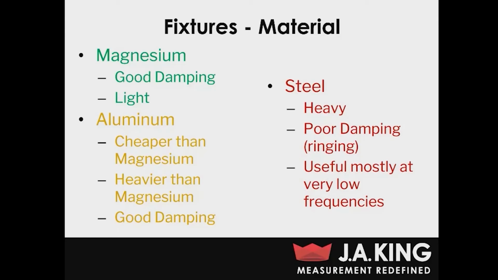Magnesium is probably the best option. It's got great damping characteristics. It's very light. The only problem with magnesium is it can be pretty expensive. So a good middle of the road is aluminum. Aluminum is what we use in our lab a lot of times. It's a good deal cheaper than magnesium. It is a bit heavier, but compared to steel, it's still quite a light material, and it's still got very good damping characteristics.